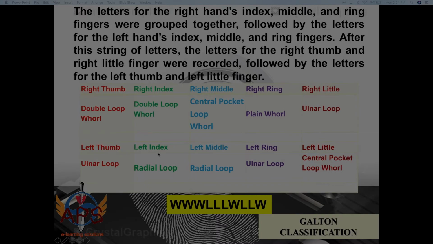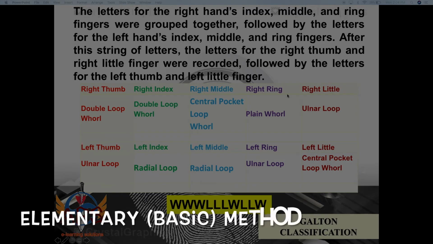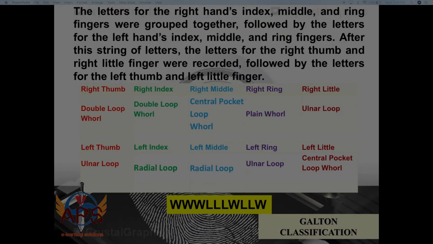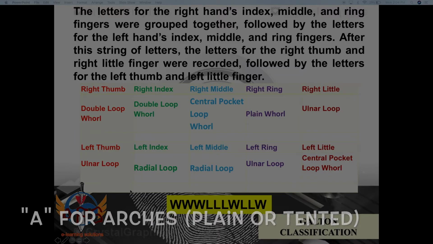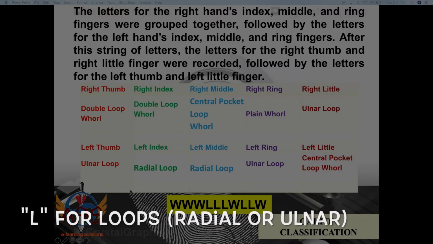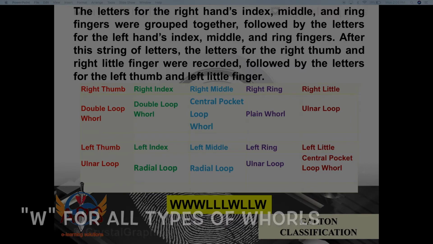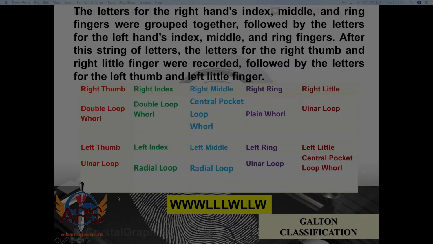Okay, so let's now proceed to the last topic, which is the Galton classification system. This is an elementary method of classifying patterns. Francis Galton just classified patterns as A, L, and W. A stands for plain arch or arches, L stands for loops, and W for whorl. So basically, Galton used only three codes: A, L, and W.